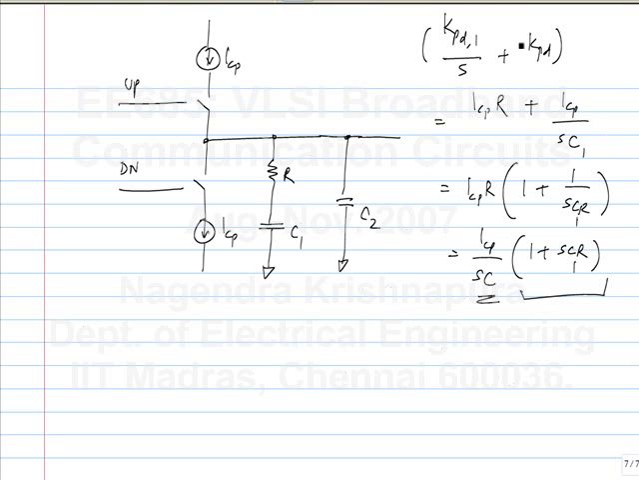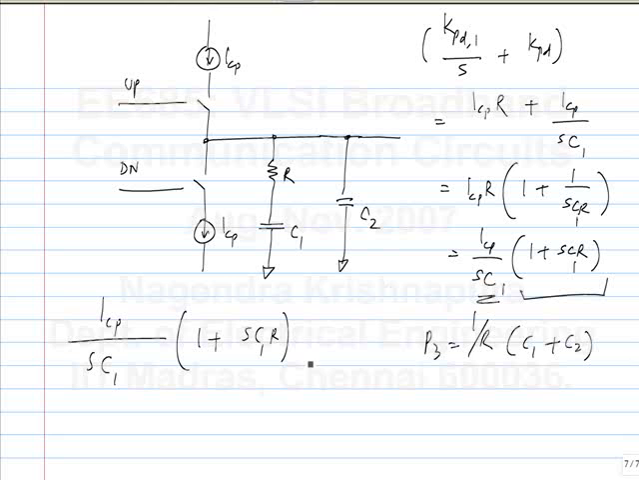Now, what's the transfer function of this? It will have a pole at R into C1 plus C2. There is no pole here, the pole is at the origin, so it will move to R into C1 plus C2. P3 will be at 1 by this. Is that correct? The 0 should remain the same. So the transfer function will be ICP by SC1, times (1 plus SC1R) by (1 plus S R (C1 plus C2)). Is this correct?